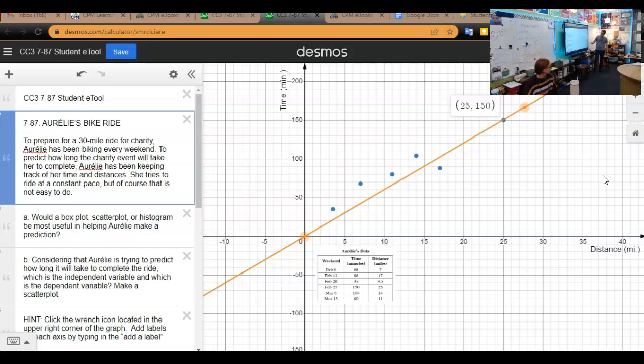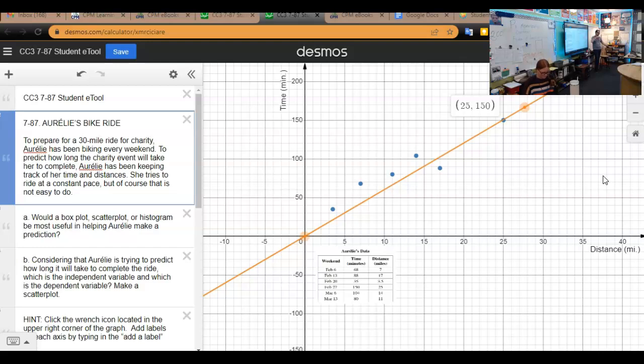Now wait, what is our x here? What did we make x? We made x distance. So this is number of miles getting plugged in, and y is time. Guys, look up here real quick. If we went with the first suggestion, can anyone tell me how our slope would be different?